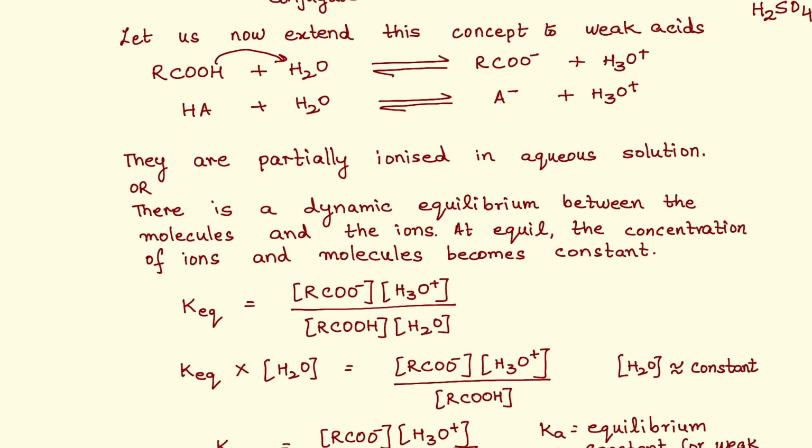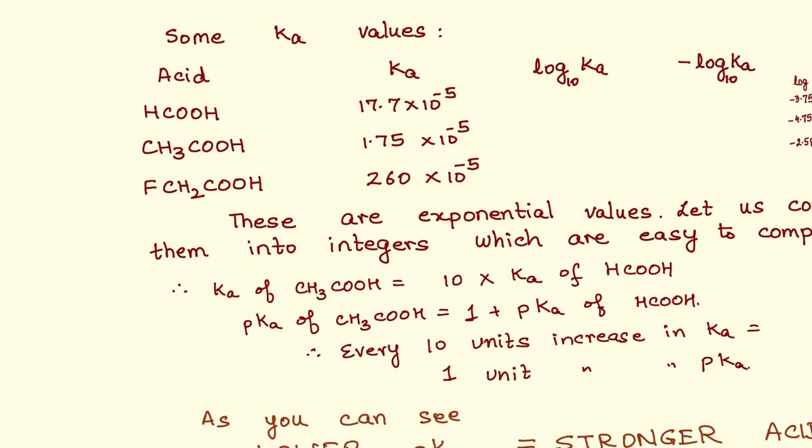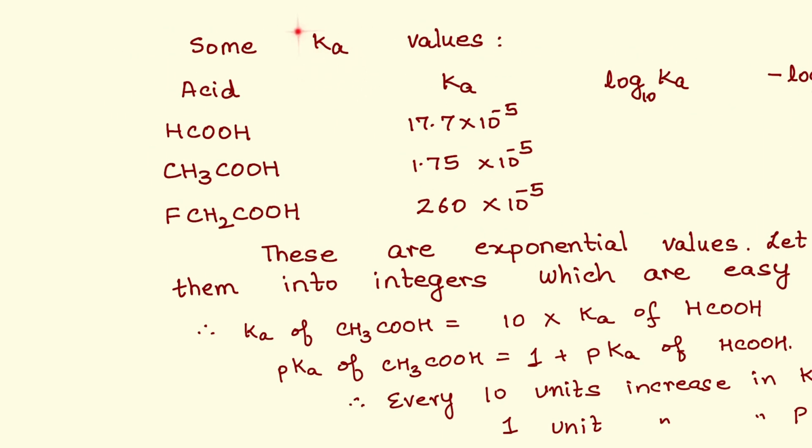In the last video, I introduced you to the concept of the equilibrium constant of a weak acid, and we discussed what the Ka value of an acid tells us. Now we also said that these are all exponential values which are a little tedious and difficult to compare, and it takes a longer time. So I was saying, why not convert them into pure numbers so that we can compare the acidic strength of various compounds in an easy way.